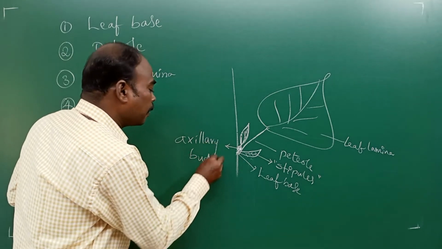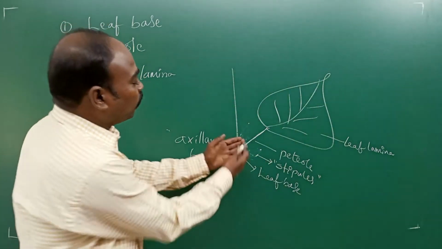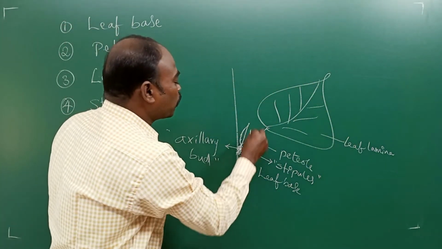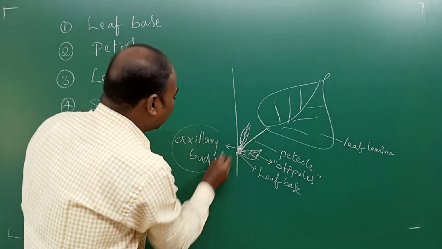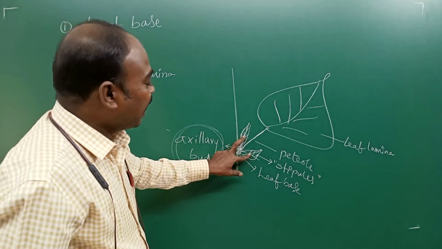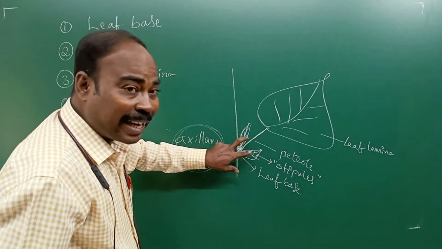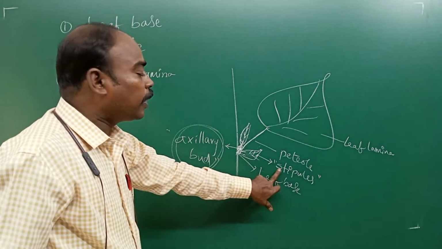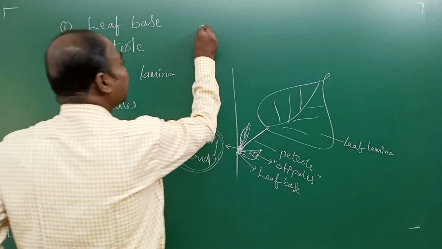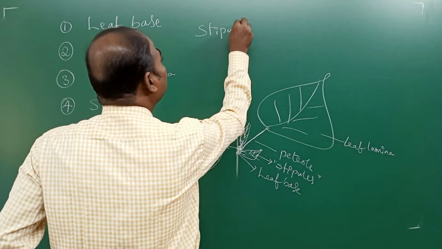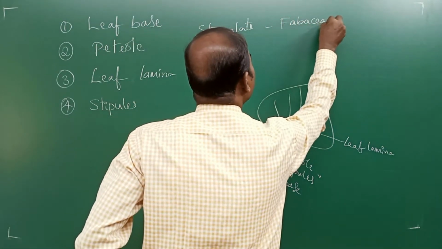Initially they protect the axillary buds, and then they may fall off after expansion of the leaf. On either side of the leaf base, the small leaf-like lateral appendage is called a stipule. If a leaf has stipules, then it is said to be a stipulate leaf, for example, Fabaceae family members.